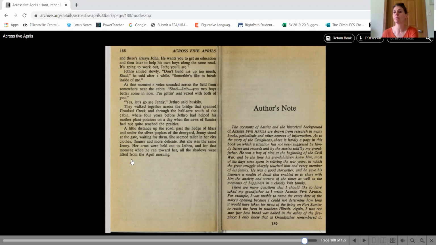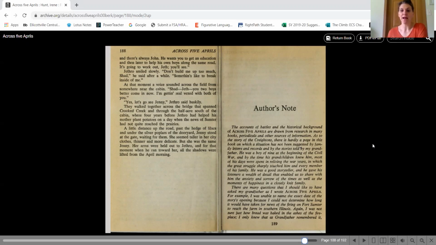If you have your book at home, I believe it's in the back of your book as well. We see the accounts of the battles and the historical background of Across Five Aprils are drawn from research in many books, periodicals, and other sources of information. As to the story of the Crichtons, so that's the family that we're going to be following, there is hardly a page in this book on which a situation has not been suggested by family letters and records, and by the stories told by my grandfather.